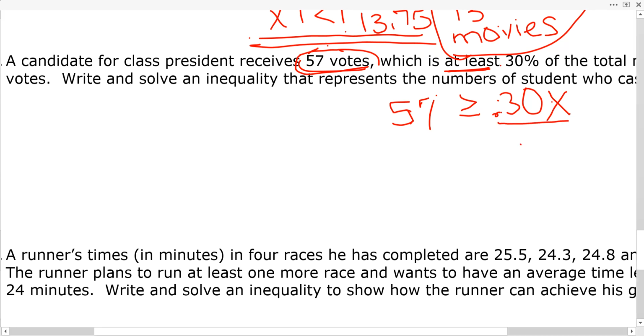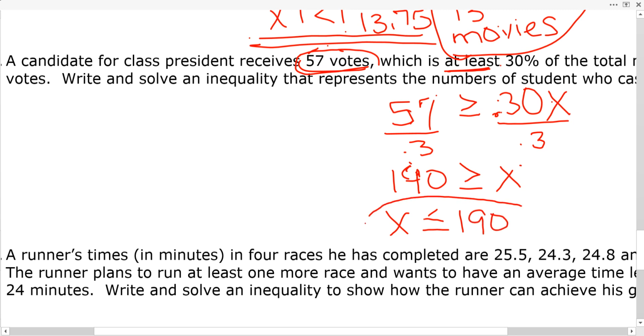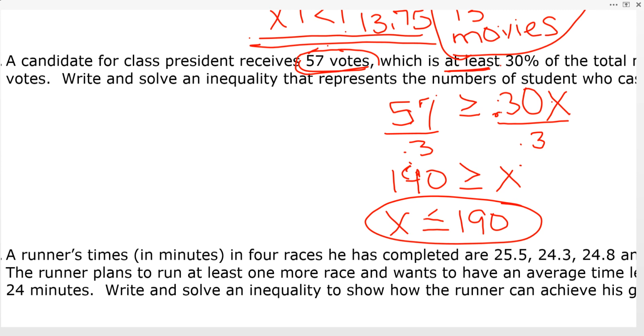So basically we're just dividing both sides by 0.3 and we end up with 190 is greater than or equal to x. We're going to flip that around, always trying to put our variable on the left: x less than or equal to 190. So it can't be any more than 190 students who voted, to make sure that 57 is 30% or more of the votes.